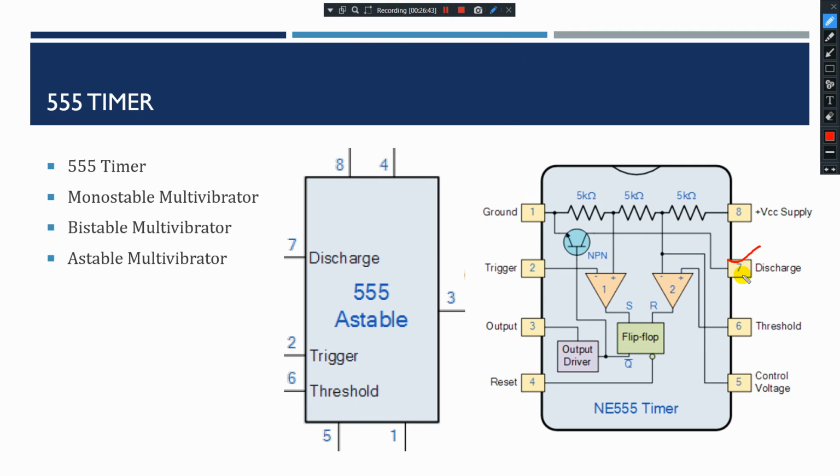Coming to pin number 7, it's called discharge. The discharge pin is directly connected to, as you can see, the collector of an internal NPN transistor. It is used to discharge the timing capacitor to ground when the output switches over to 0. So what happens? I need on, again I need off. So I need off, I need on.